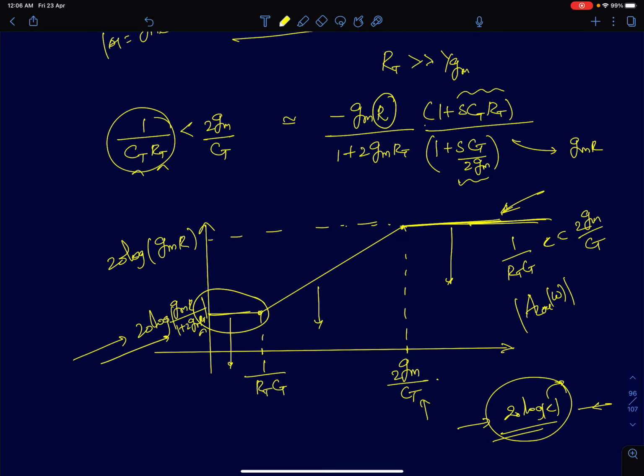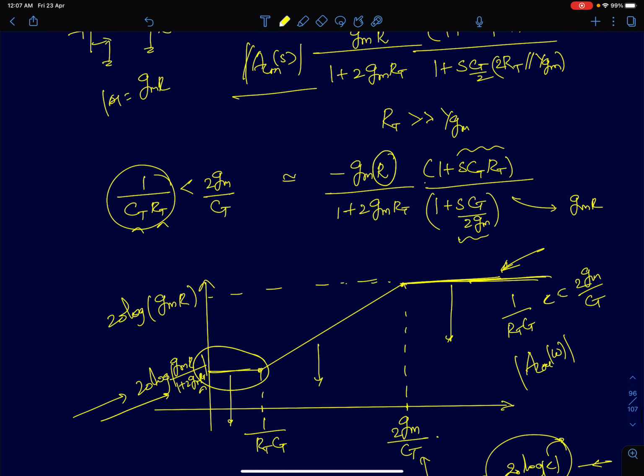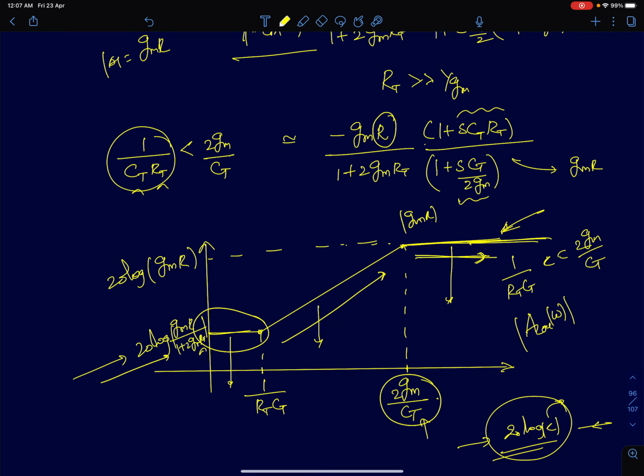But as frequency was increasing, we saw that the common mode gain was also increasing. It increases and finally it reaches a maximum value. At very high frequencies, which is after the pole frequency 2 gm by CT, the common mode gain became equal to the differential mode gain itself.